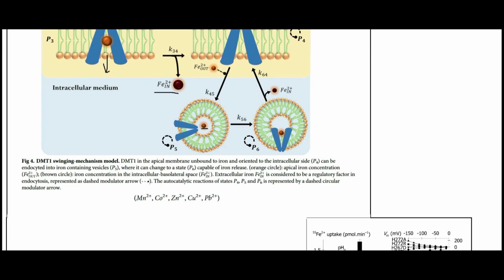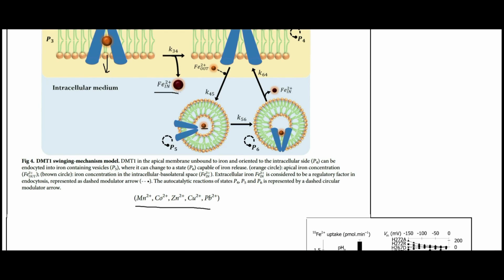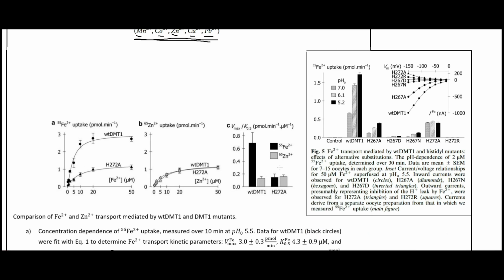And I put this here because, like I said, this is called the divalent metal transporter, and we're talking about it here in terms of transporting iron, but it can also transport these divalent ions here, so manganese, cobalt, zinc, copper, and lead. So it can be used to transport a lot of those different things.